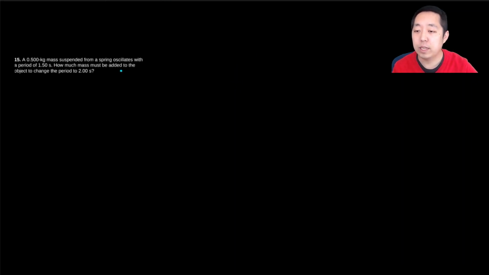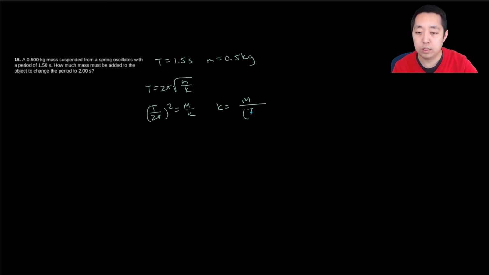A 0.5 kilogram mass suspended from a spring oscillates with a period of 1.5 seconds. How much mass must be added to make the period equal to 2 seconds? So first, what do I know? T is equal to 2 pi root m over k. The most direct method is to figure out what the spring constant is, because I know T and I know m. So T over 2 pi, squared, is equal to m over k. And so k is equal to m over (T over 2 pi) squared. And so I can solve for this.